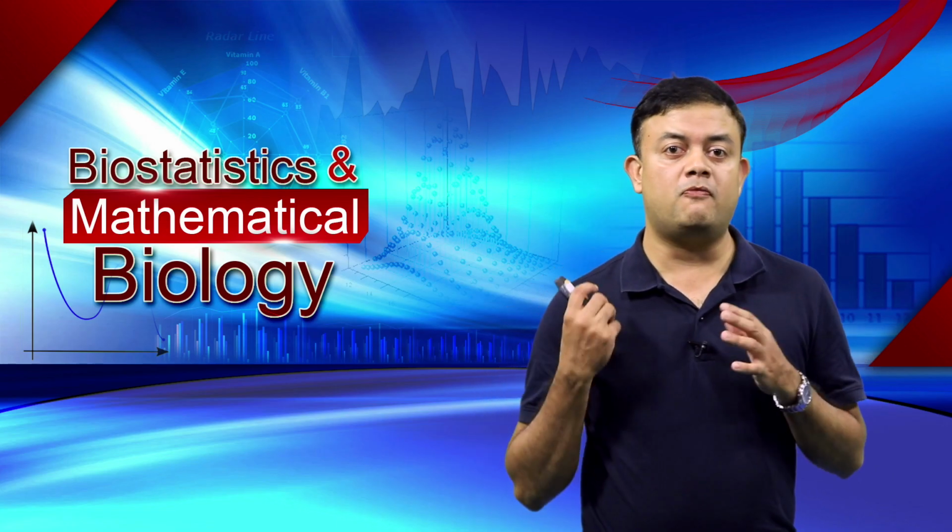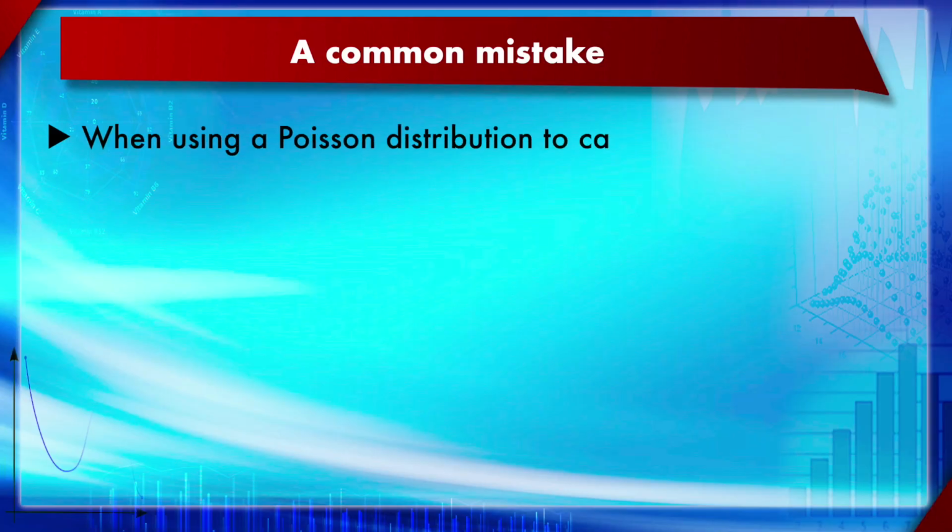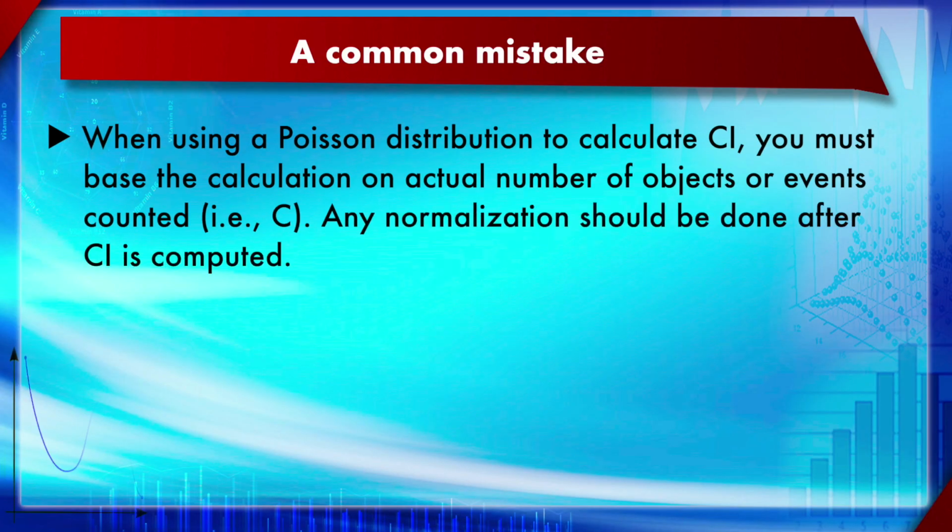As I told you, one of the common mistakes is that when using the Poisson distribution to calculate the confidence interval, you must base the calculation on the actual number of the objects or events counted, that is C. Any normalization should be done after the confidence interval is computed.